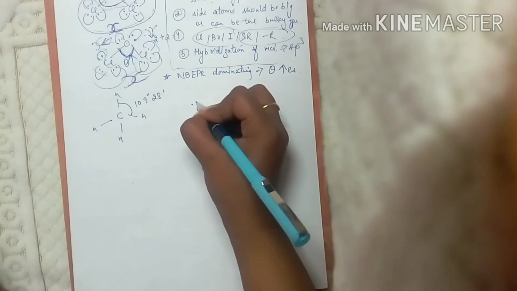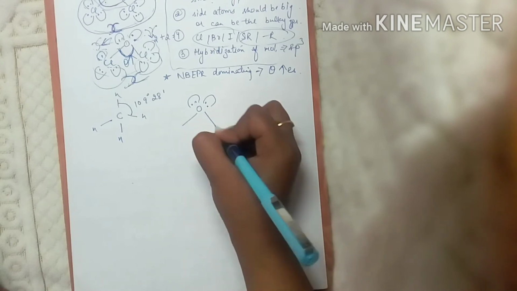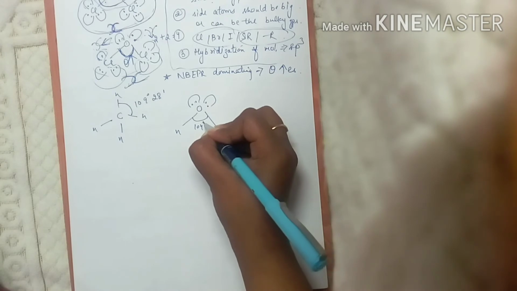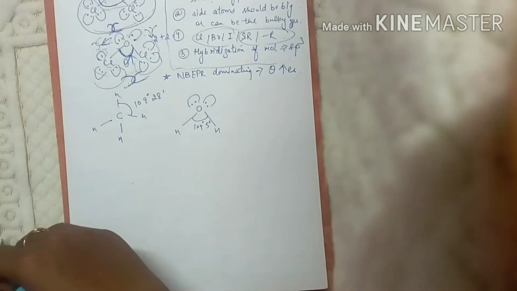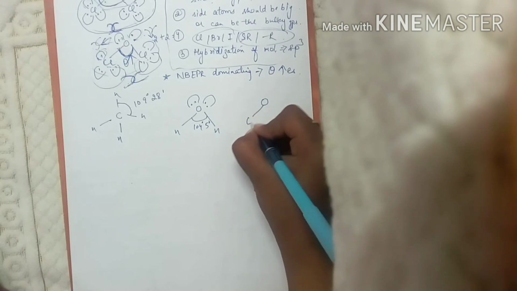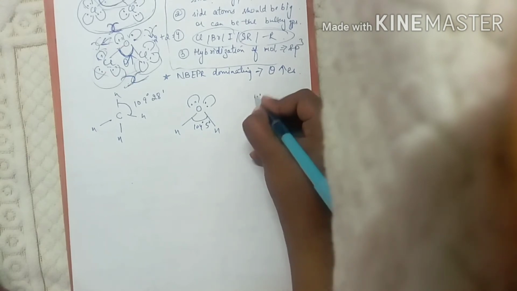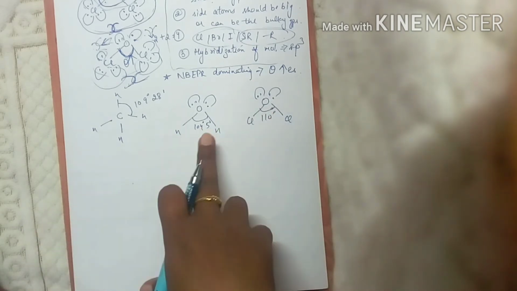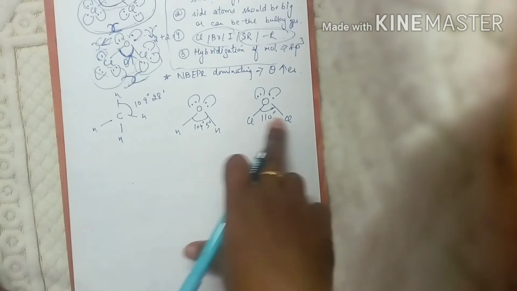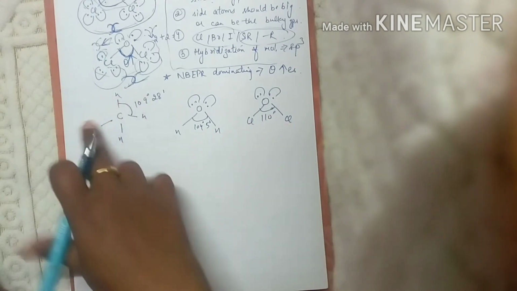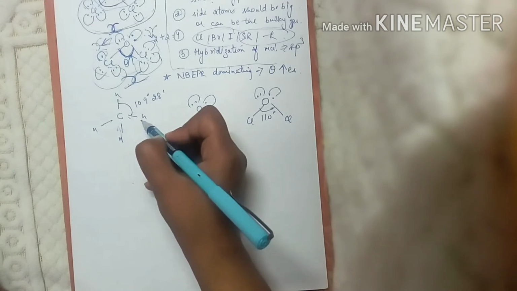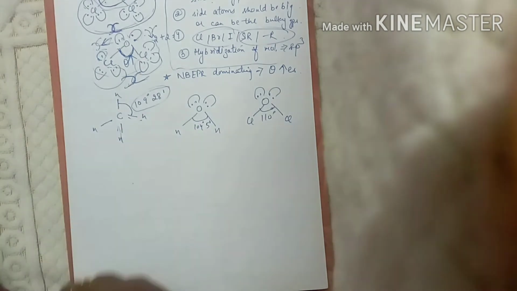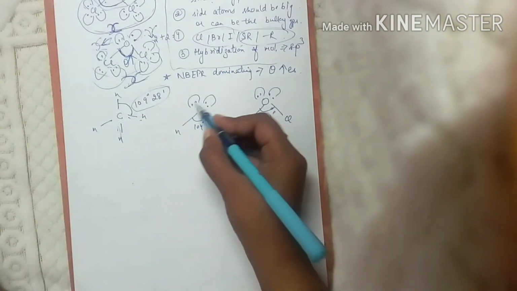Consider the case of water, which has this shape, and the angle is approximately 104 degrees 5 minutes. And in the case of OCl2, which we have studied right now, the angle is 110 degrees. So why has this angle increased here? See, this was the case where all the 4 bonds were similar and there were no repulsions between them, so the ideal angle was approximately 109 degrees. After that the lone pairs came.